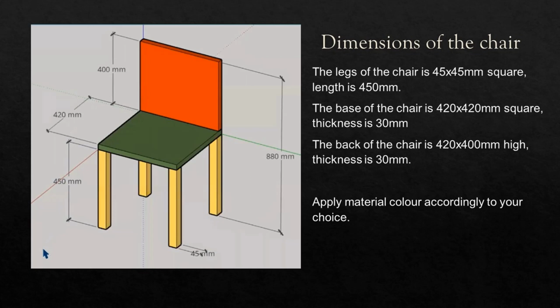The dimension of the chair is a 45 by 45 square, and the length is 450 mm. The base is 420 by 420, with 30 mm thickness. The back is 420 by 430 mm. You can apply the color according to your choice.